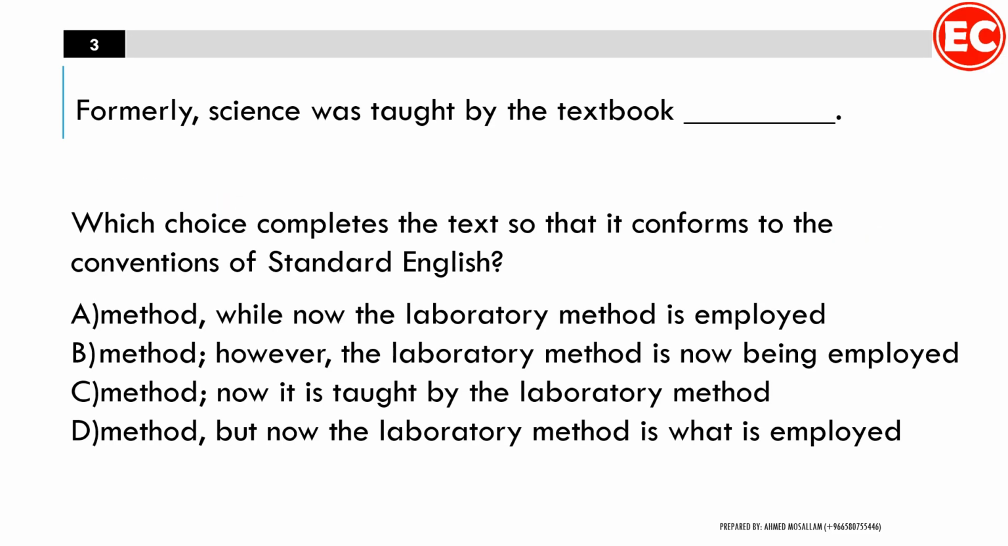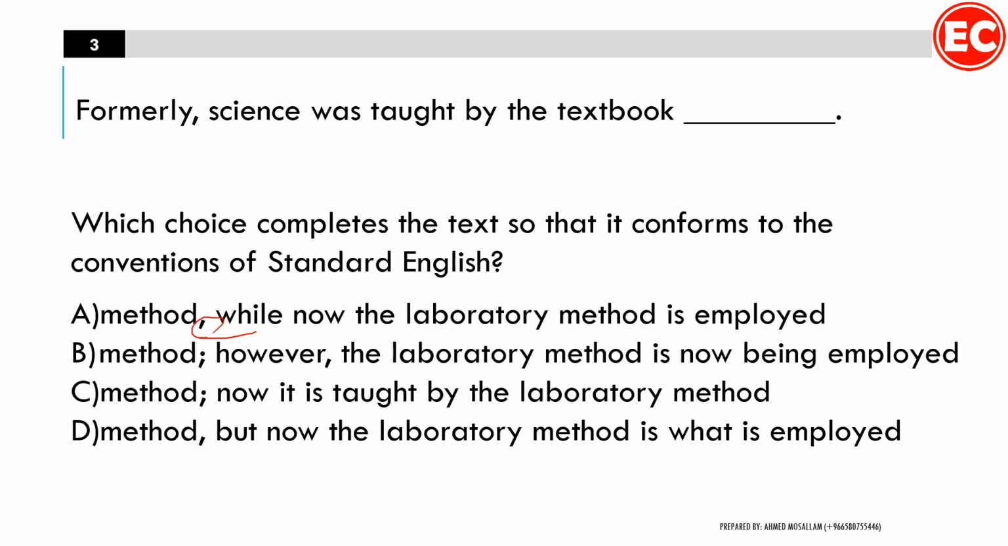I hope it's clear. Now let's try to answer this question. Formerly, science was taught by textbook method, because you can see method in all here. This is a complete sentence, as you know, so A is out because it has a comma, while. Okay, all the rest are okay, because while you don't need a comma here in most cases.